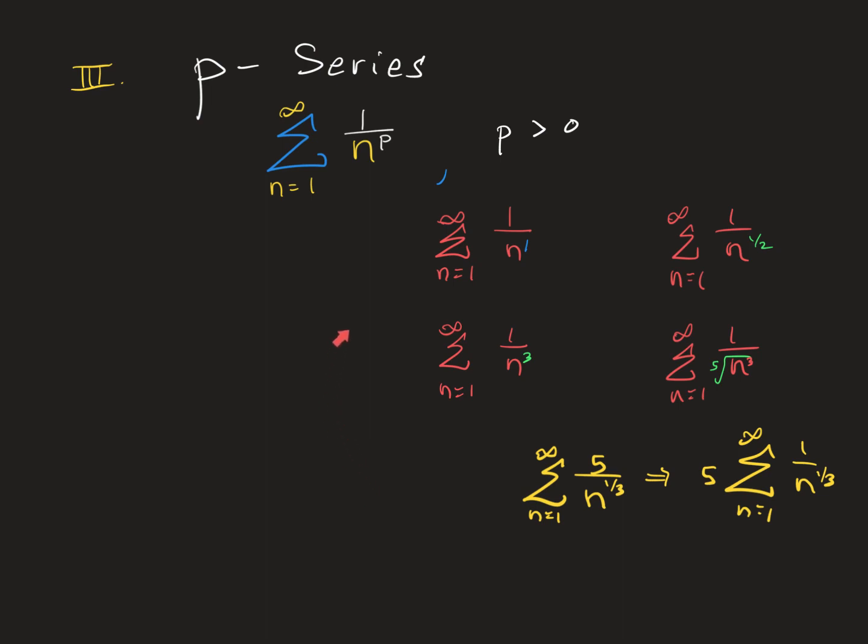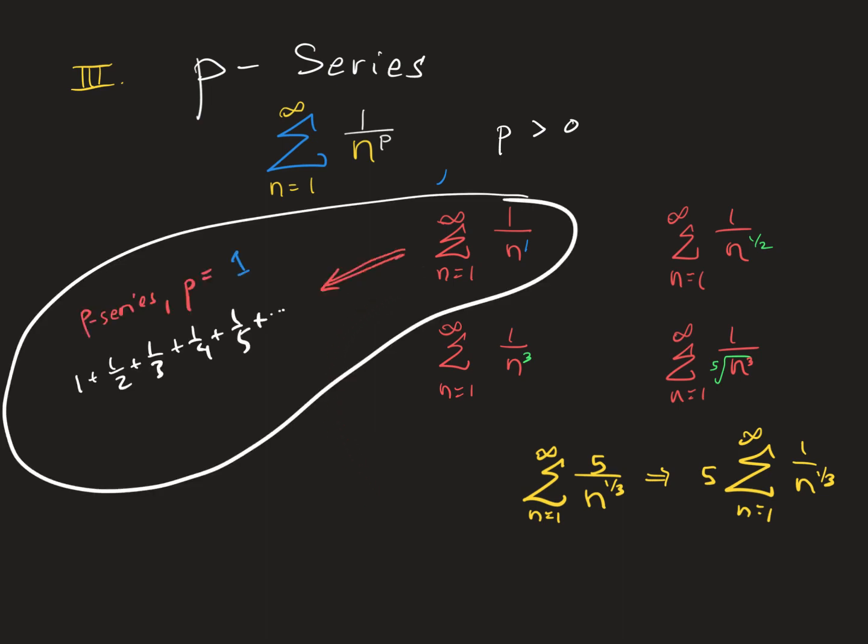Last thing to mention on this page is this p-series with a p-value of 1. That gives us the series 1 plus 1/2 plus 1/3 plus 1/4 and onward, and that is the famous harmonic series, and it diverges.